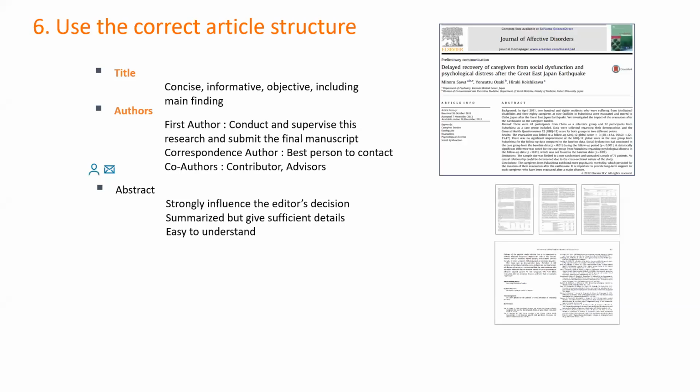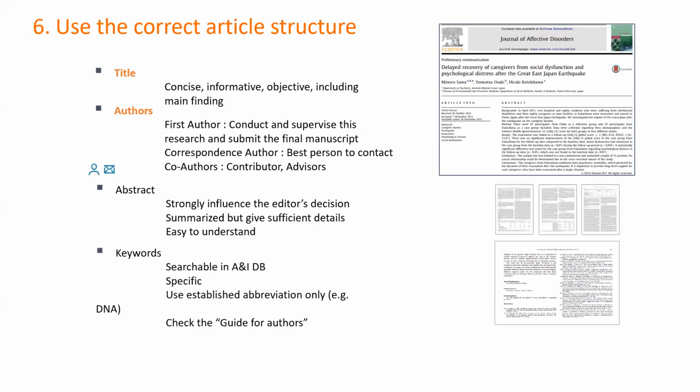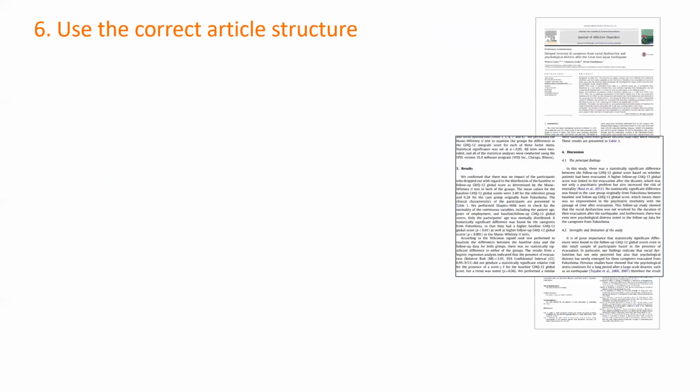Abstract: it should be short and so strong that it influences the editor's decision. We have found out, through multiple discussions with Elsevier editors, that sometimes the abstract is so clear that they select only on the basis of the abstract. So try to make your abstract more crisp. Keywords: always give keywords. Even if it is not asked, you still need to give your keywords, because that helps editors find the right reviewer for your work.